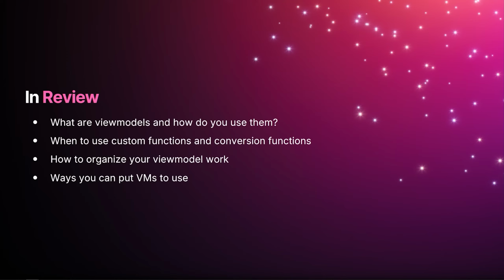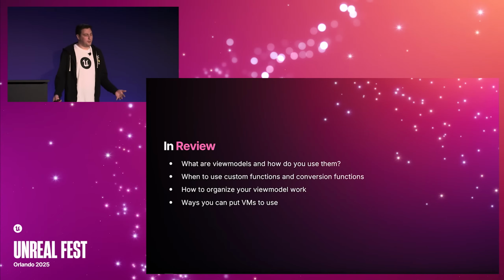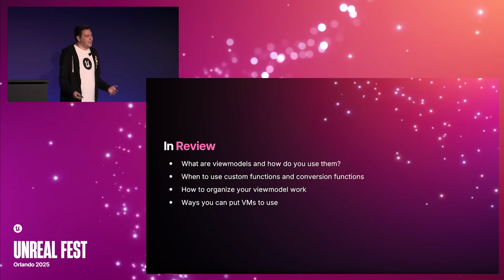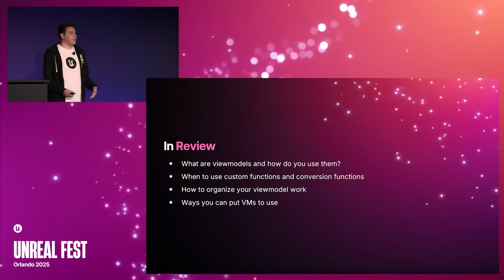Okay, let's review everything we learned today. I told you what view models are and how you can set them up and use them. We talked about when you might need to use custom functions or create your own custom conversion functions. We discussed the importance of organizing your view model work, and I shared some tips about how you can do that. And then finally, I showed you how you can put your VMs to use beyond just standard screen setups, including style guides and selection tracking. I hope you all feel more confident about MVVM and are excited to go build some UI using it.